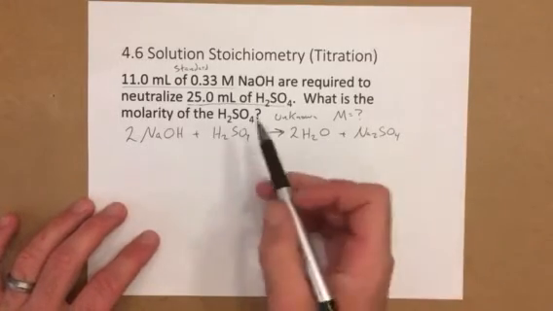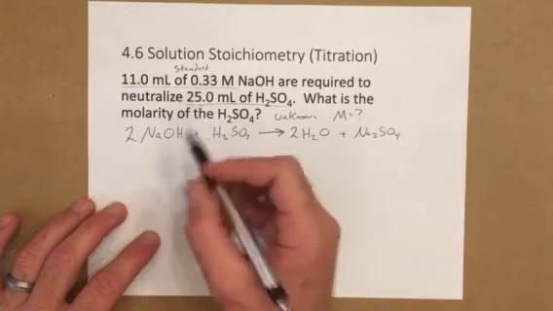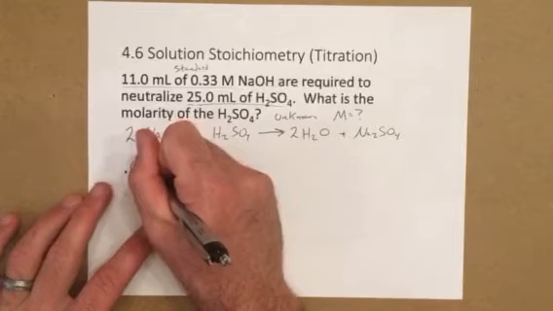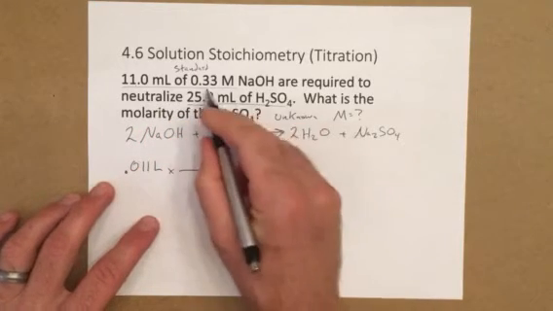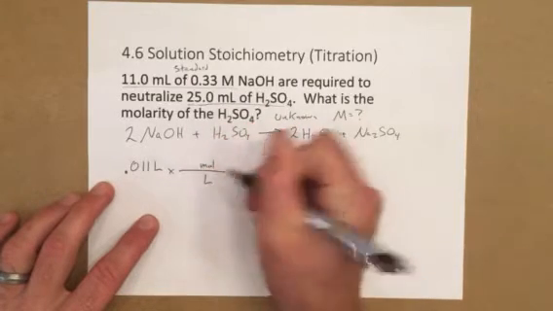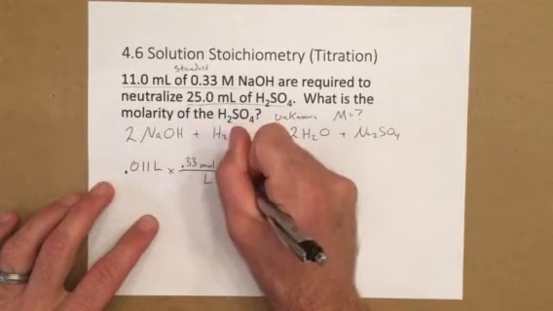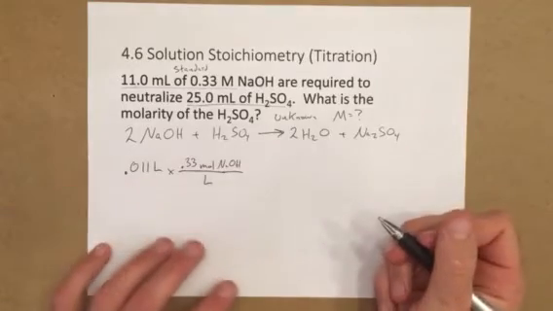All right, so to do the calculation now, we're going to take our standard, which we know both the volume and the molarity of. We'll take the volume in liters, 0.011 liters of your standard solution. And we know its molarity. Remember, molarity means moles per liter. So 0.33 moles of NaOH for every 1 liter of solution.